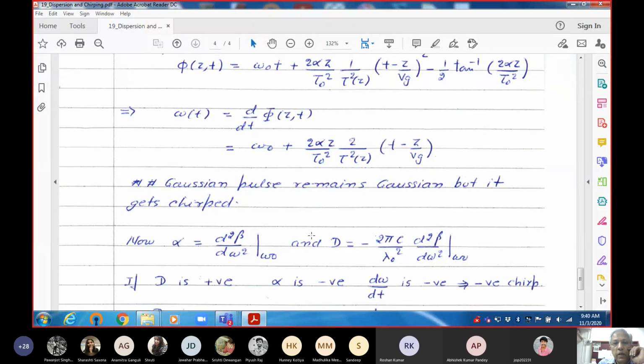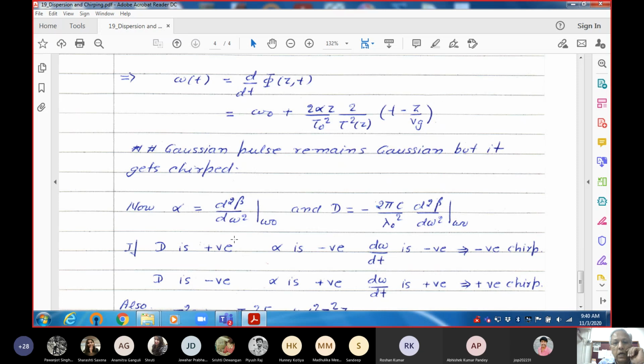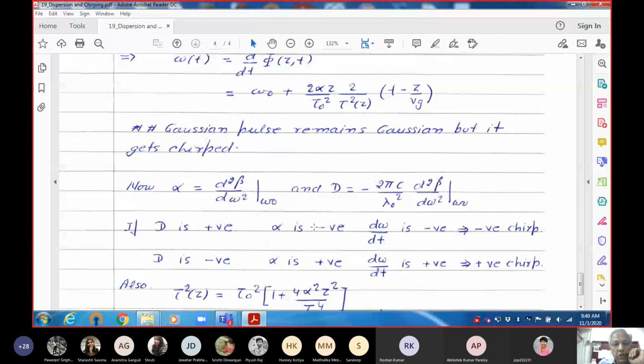But at the same time, you remember that alpha I have defined as d square beta by d omega square at omega naught. And D can also be written as minus 2 pi c by lambda square, d square beta by d omega square. And now you can appreciate that if D is positive, then alpha is negative, and d omega by dt would be negative, right? And so the pulse will get negatively chirped.